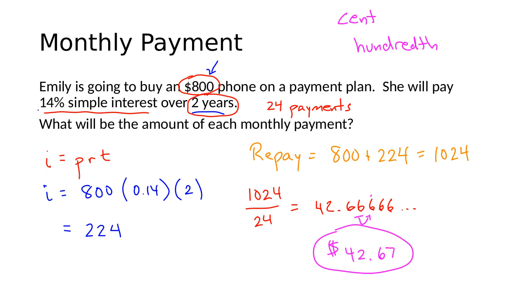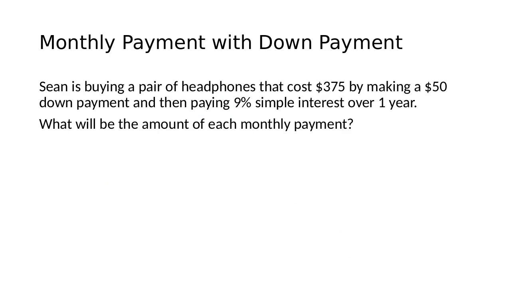Next, we'll look at a situation where a down payment is made at the time of the purchase. John is buying a pair of headphones that cost $375 by making a $50 down payment and then paying 9% simple interest over 1 year. What will be the amount of each monthly payment? So notice the thing that's different in this one is that John has made a $50 down payment at the time of the purchase. We'll have to take that into account when we do our calculations.